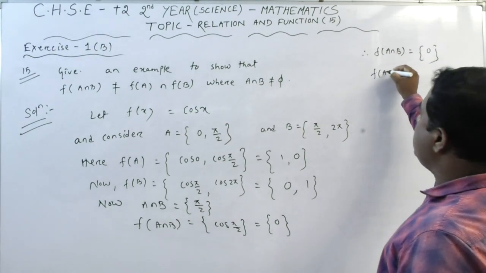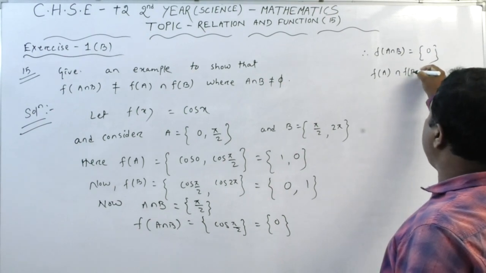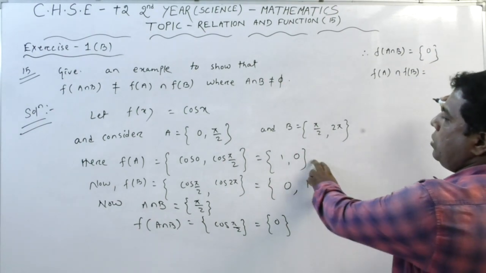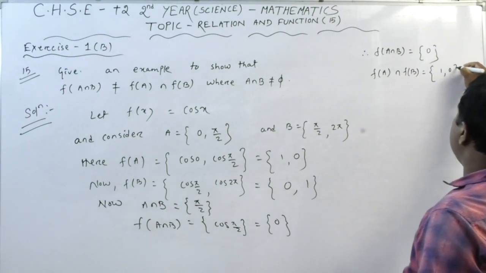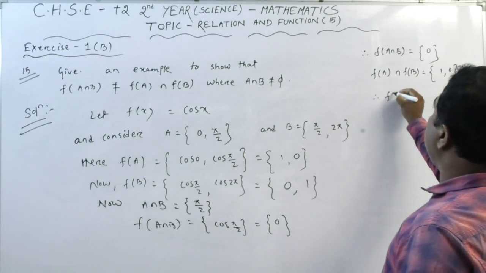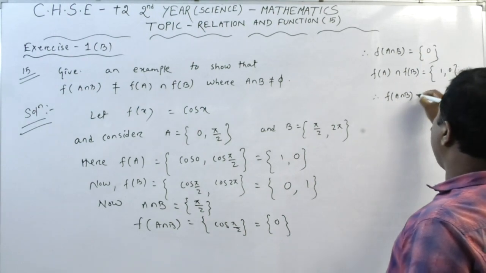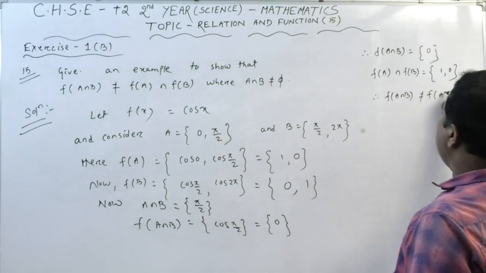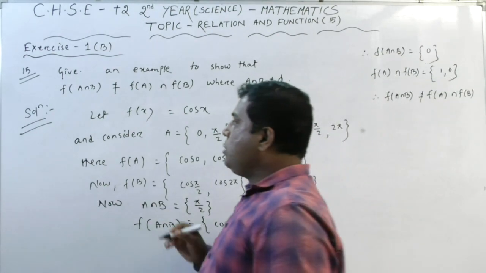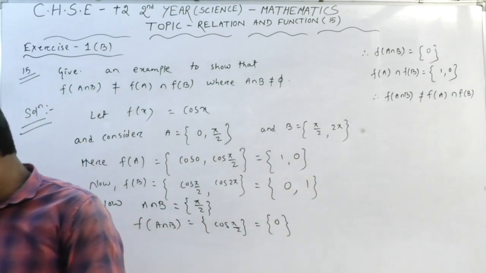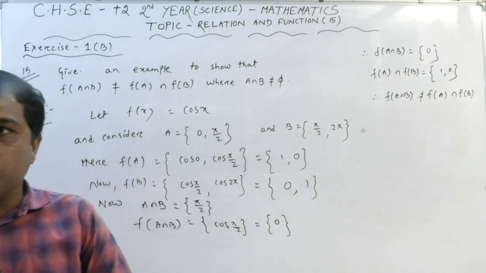f of a intersection f of b, you see both the sets are there, and their intersection is equal to 1, 0. Therefore, f of a intersection b, we can say, is not equal to f of a intersection f of b. Clear? So in this way you can construct any example as per your choice.